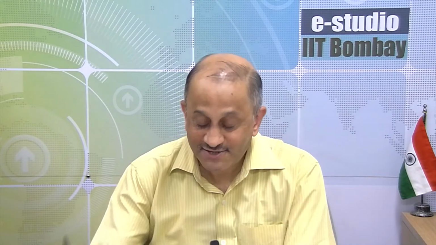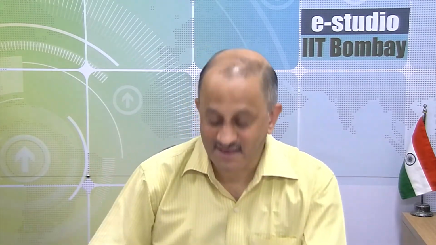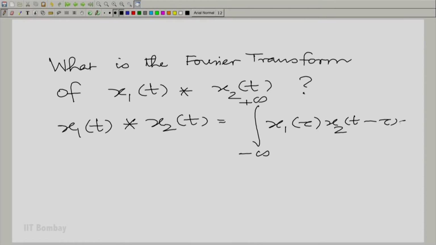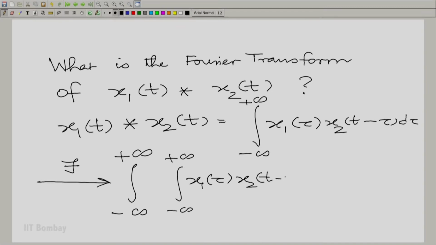Now, towards that objective, let us write down the Fourier transform of the convolution in the first place. So, let us write down the convolution and take its Fourier transform. First let us write down x1(t) convolved with x2(t). It is essentially the integral over all tau of x1(tau) into x2(t minus tau) with respect to tau. And now we take its Fourier transform, which gives us an integral over all t, the convolution evaluated at t, multiplied by e raised to the power minus j omega t dt.